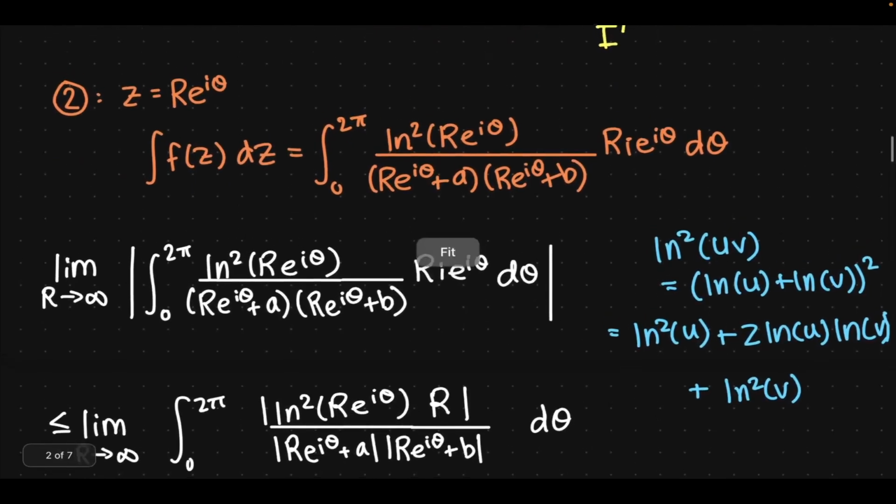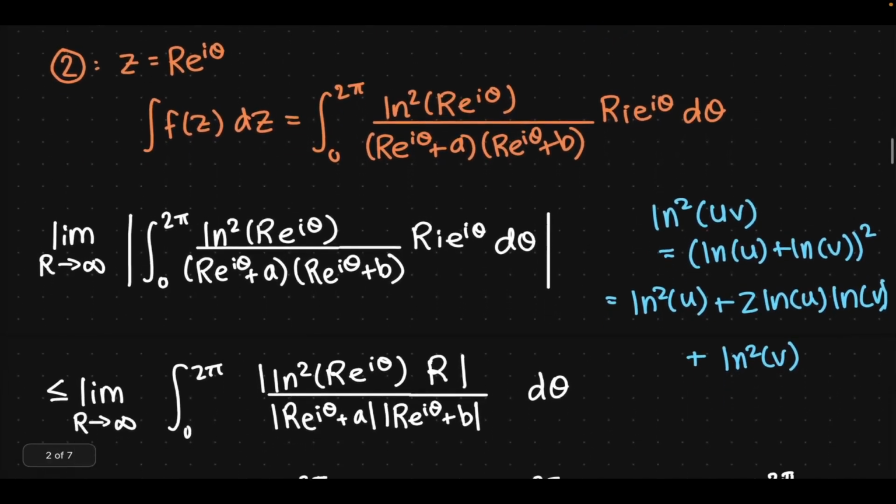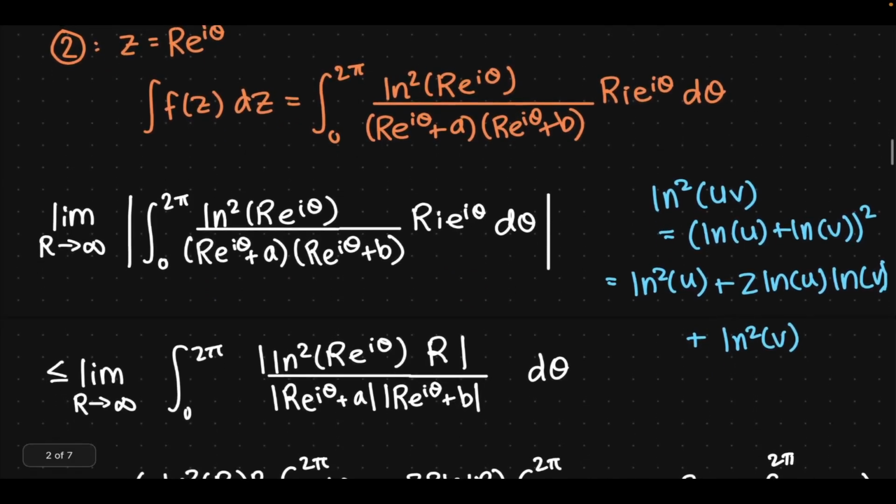So let's take the limit and then put absolute values around it. If we can show that this quantity in the absolute value after you take the limit is upper bounded by 0, then we can happily conclude that this integral goes to 0.